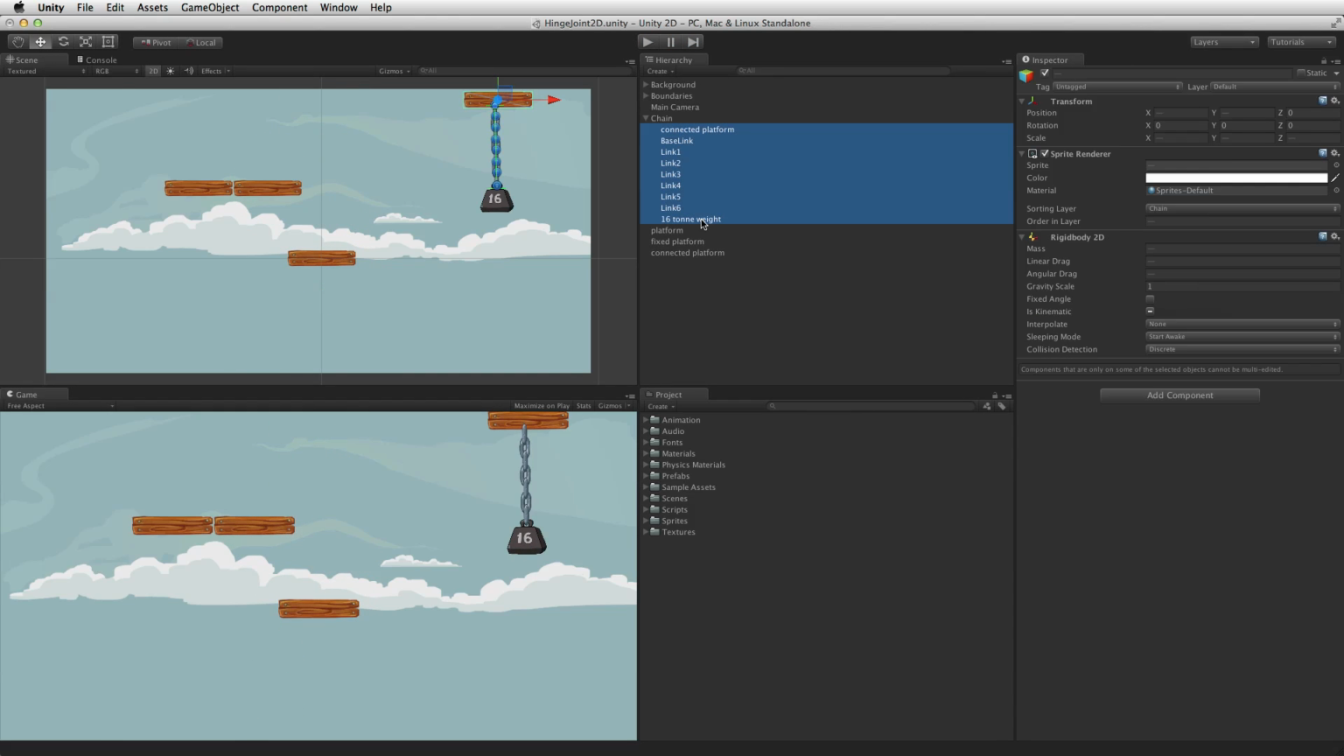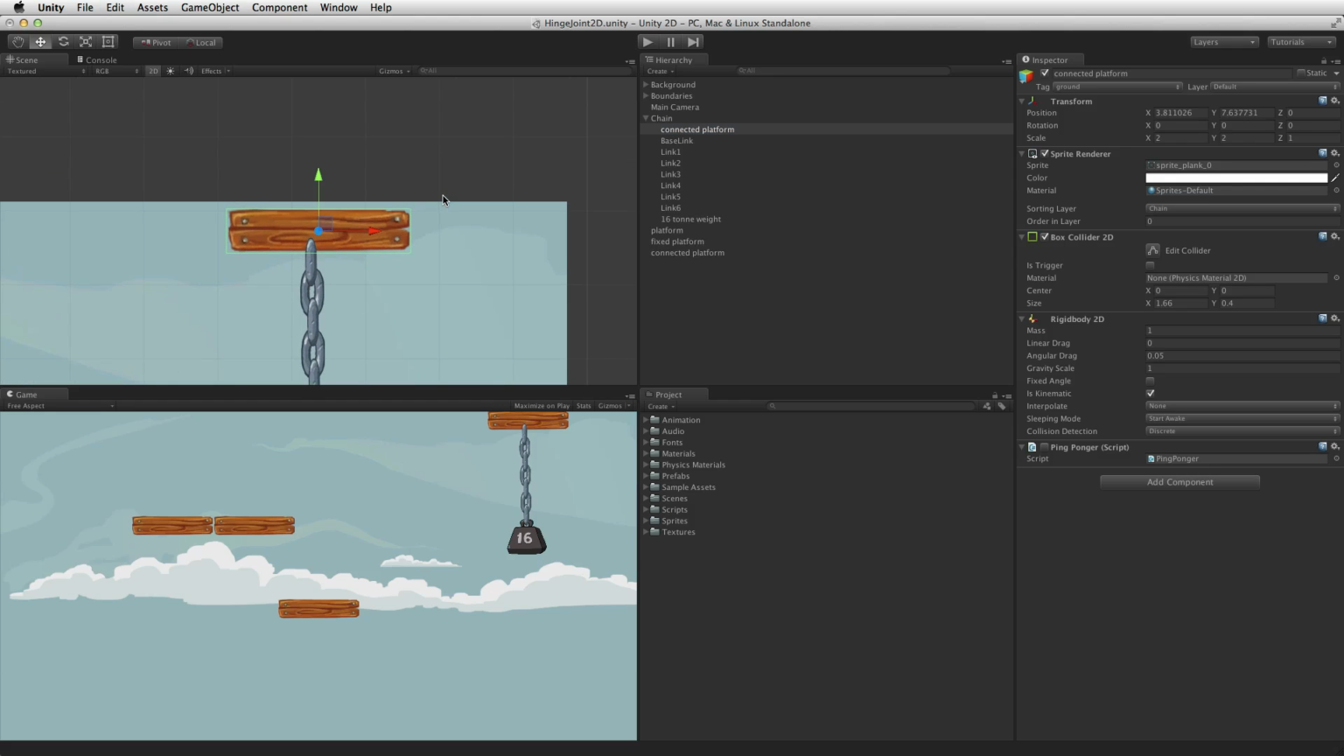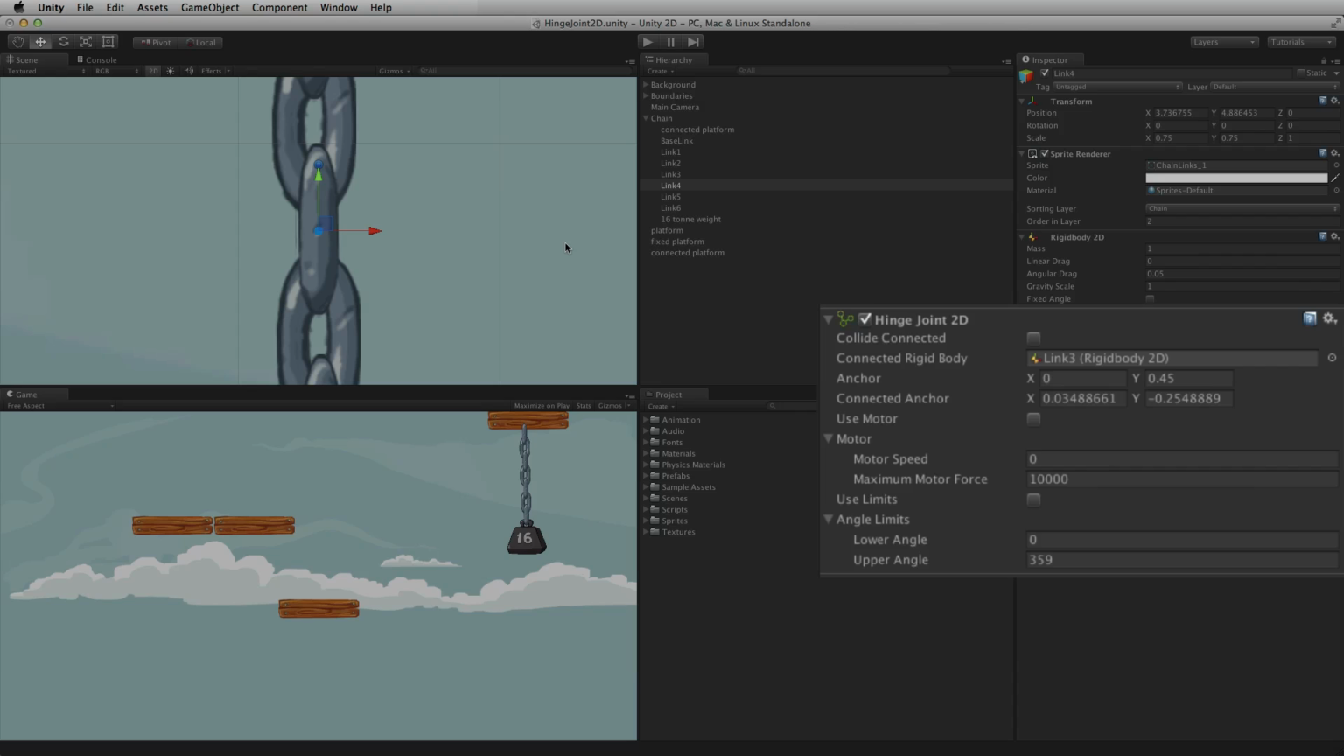A series of hinge joints can be used to make a chain. In this example, a kinematic platform is the base sprite, to which is attached a series of sprites, each with rigid body 2D components to make the links. Each link is connected to the link above with the hinge joint 2D. Note the Collide Connected is deselected.